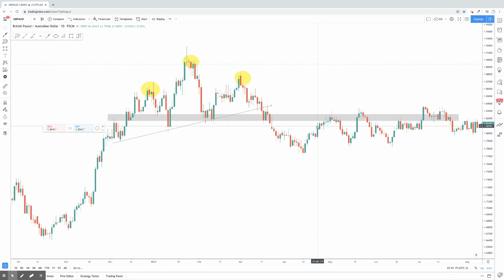But I did want to go, just into a bit more detail on the head and shoulders pattern. This might already be a part 2 because I think I did touch on this before.